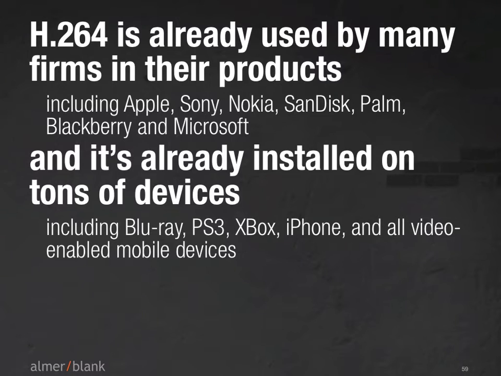And H.264, this is the key, right? It's already used by many firms in their products. So that means hardware is already optimized by Apple, Sony, Nokia, SanDisk. There used to be a company called Palm, apparently. BlackBerry, Microsoft. And it's already in those devices like Blu-ray, PS3, Xbox, iPhone, iPad, right? There's a lot of H.264 optimized hardware out in the market.